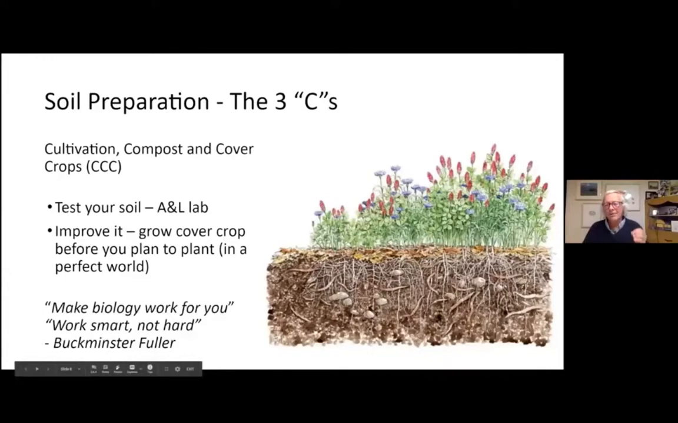Tells you very much what nutrients are in your soil and at what levels. It tells you what the pH is. It's pretty cut and dry. It's not everything about a soil, but it's really important baseline information.